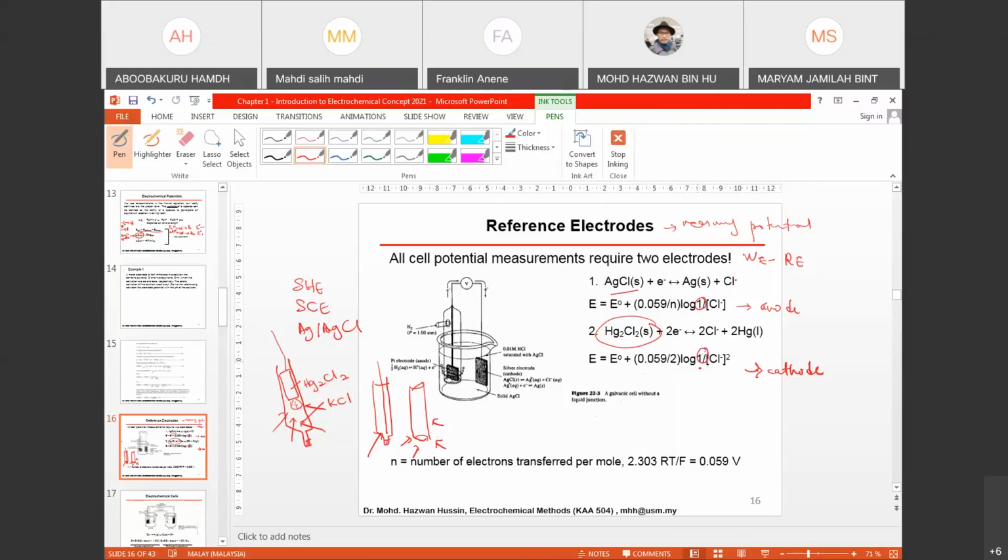The same thing over here. The product is actually chloride ions, so chloride ions play an important role in affecting these potential values. For mercurous chloride, it exists as a solid, and a solid we normally don't count as concentration. As I said, n is the number of electrons transferred per mole.